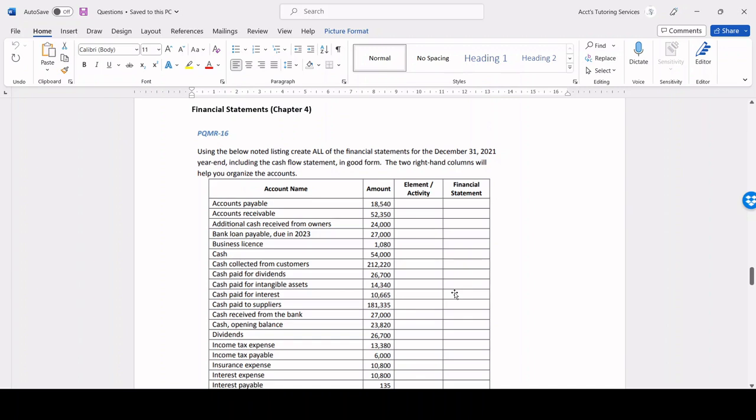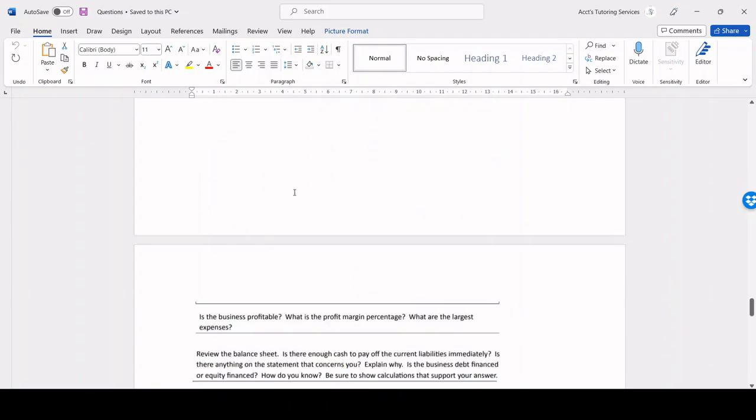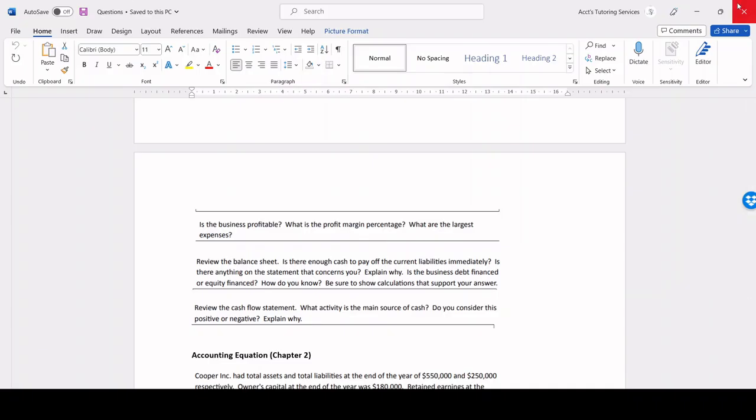All right, now we're going to go into financial statements, which is chapter 4. Using the below noted listing, create all of the financial statements for the December 31st, 2021 year end, including the cash flow statement in good form. The two right-handed columns will help you organize the accounts, right? So we're going to tackle this question, and then we're going to answer these questions below.